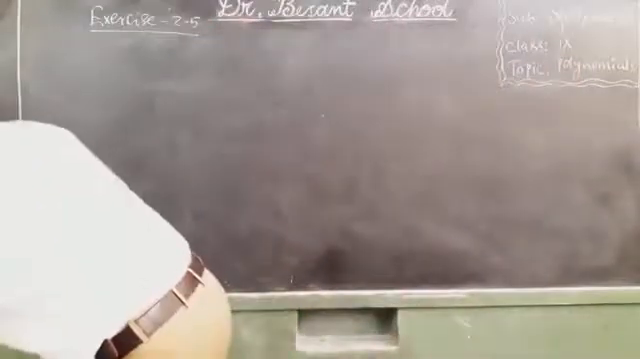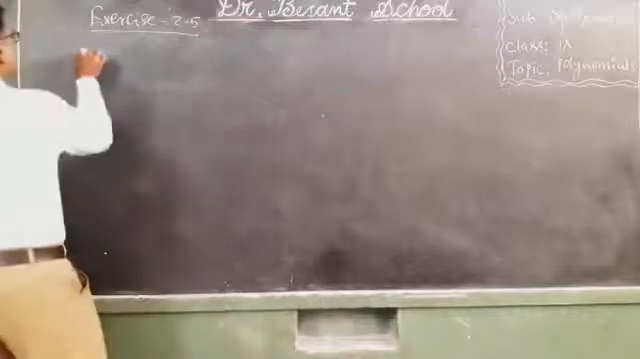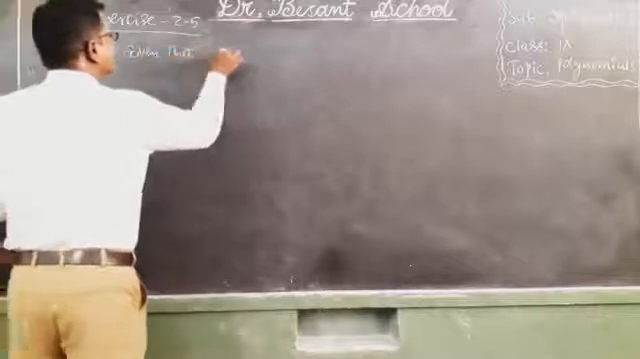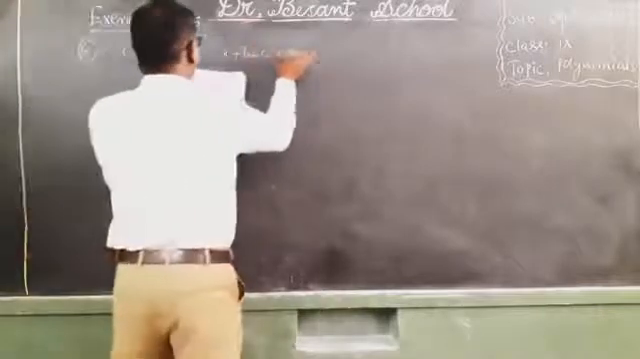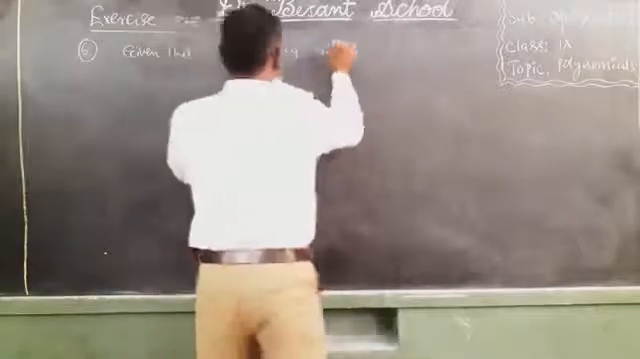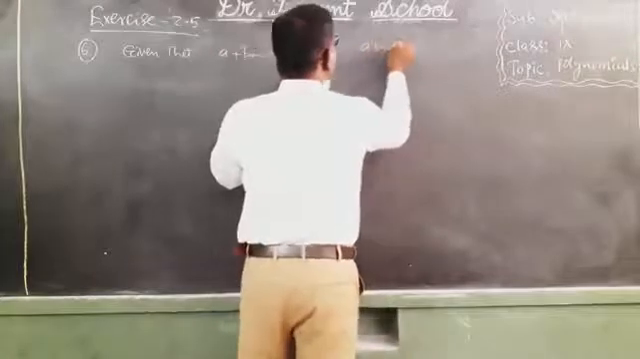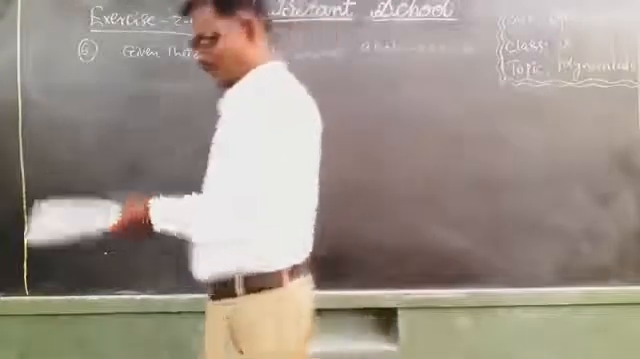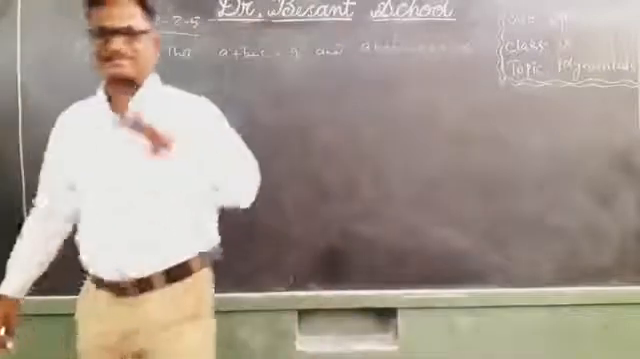This is question number 6. Given that a plus b plus c is equal to 9 and also ab plus bc plus ca is equal to 26, we are asked to find out a square plus b square plus c square.